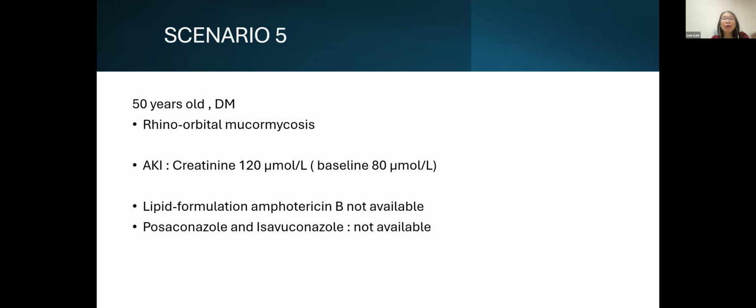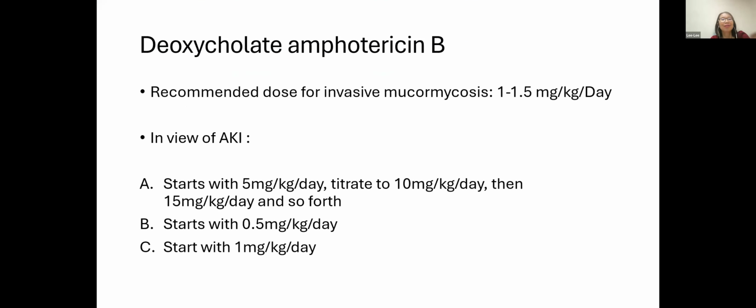So the only option here we have is, of course, our deoxycholate amphotericin B or our conventional amphotericin B. The recommended dosing for invasive mucormycosis when you're using the deoxycholate amphotericin B is 1 to 1.5 milligram per kg per day. This is quite a high dose. But in view of the AKI, renal impairment, how are you going to dose your patients here to prevent further deterioration of the kidney functions?